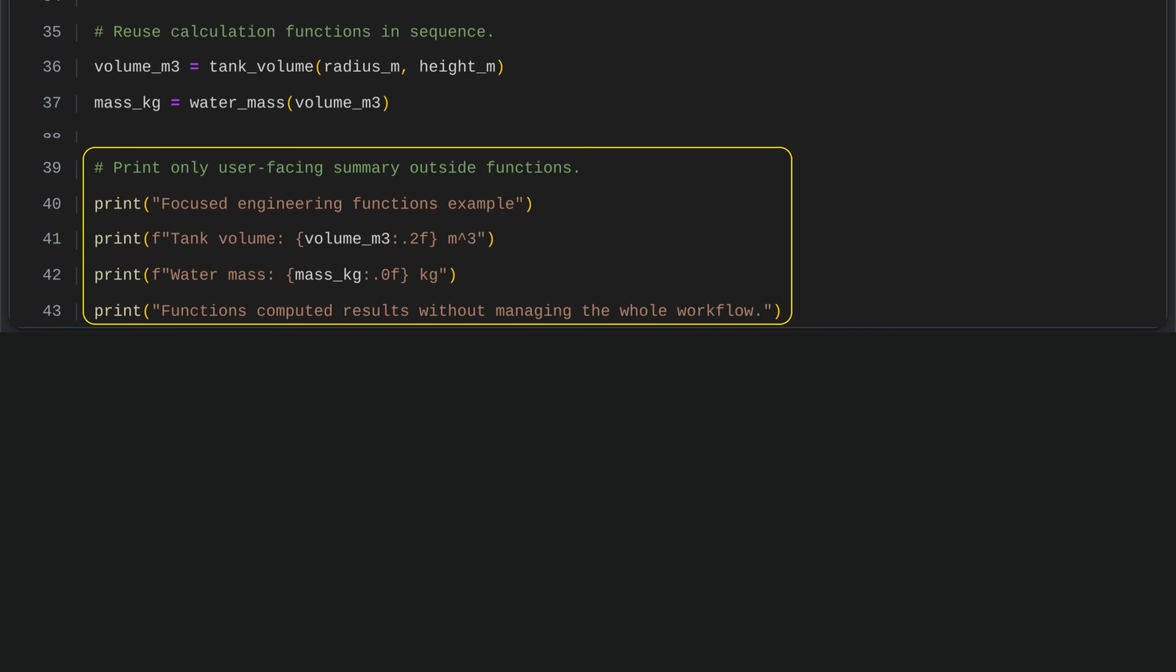The program prints a brief summary showing an example of focused engineering functions. It reports the tank volume to 2 decimal places and the water mass as a whole number, giving clear results in cubic meters and kilograms. It closes by emphasizing that the functions handle only their specific calculations, supporting a modular design.